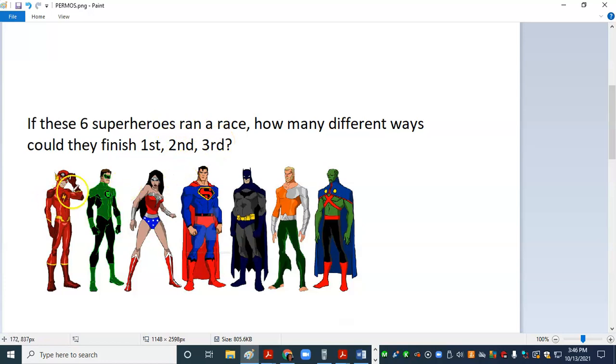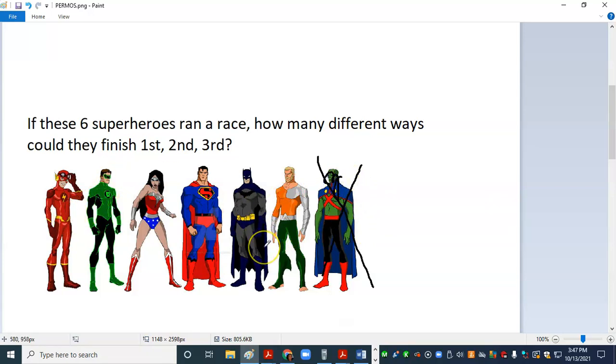So if we had all these superheroes here, who do we have? We have the Flash, the Green Lantern, Wonder Woman. I guess I have more than 7 of them. I have this guy on the end here. We're not going to count him. I don't even know who he is. We're going to just select from these 6, right? Flash, Green Lantern, Wonder Woman, Superman, Batman, and Aquaman. And I don't know who this guy is on the end. We're not going to count him.